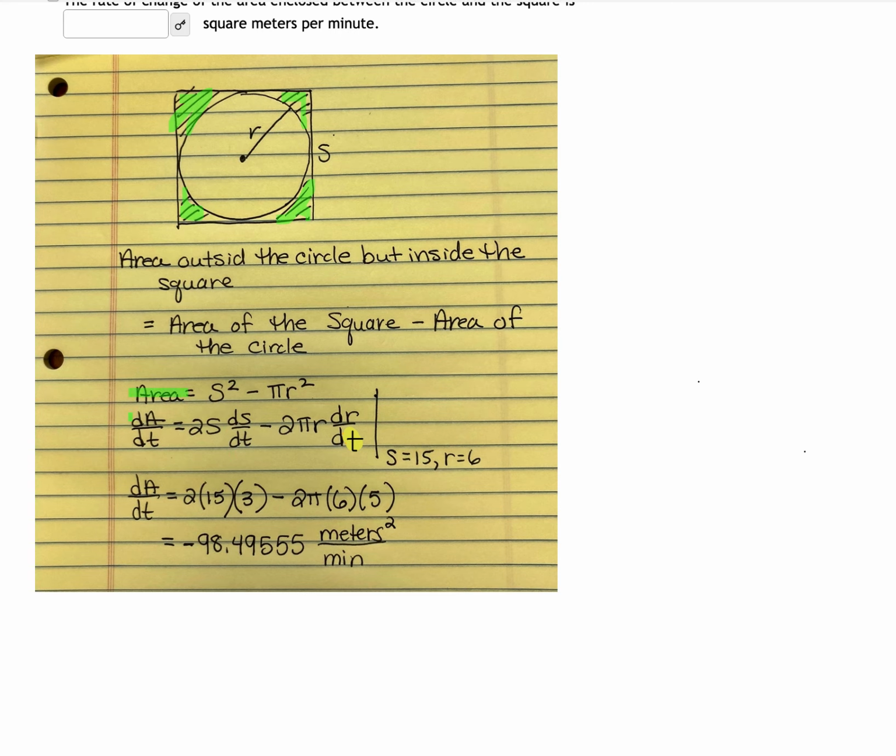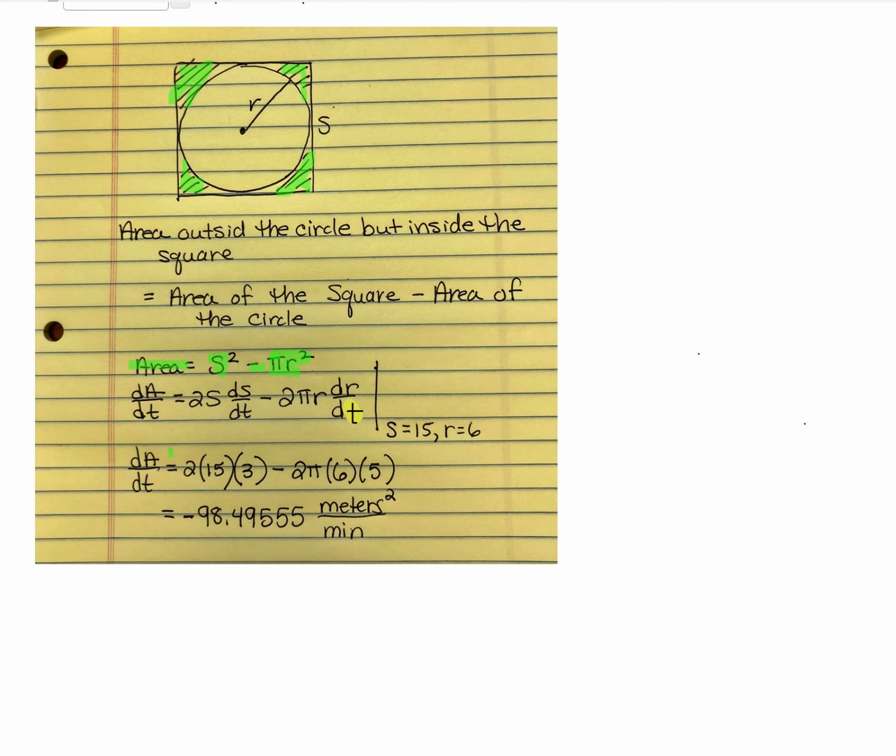So if I find my equation, the area of a square is S squared. So I take my side and square it. That's the area of the square. That's this here. And then I'm going to subtract the area of the circle, and the area of the circle is pi r squared. So that's this. Now that I have an equation, I can take the derivative.